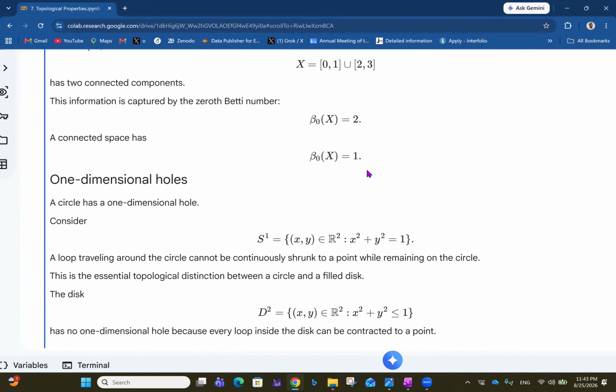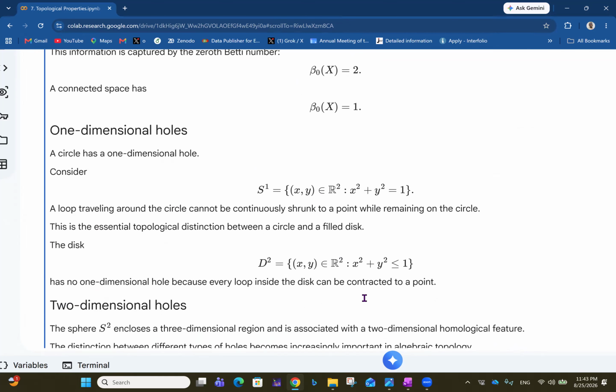A circle has a one-dimensional hole. Consider S1, which is the collection of (x, y) belonging to R squared, such that x squared plus y squared is equal to 1. So a loop traveling around the circle cannot be continuously shrunk to a point while remaining on the circle. This is the essential topological distinction between a circle and a filled disk.